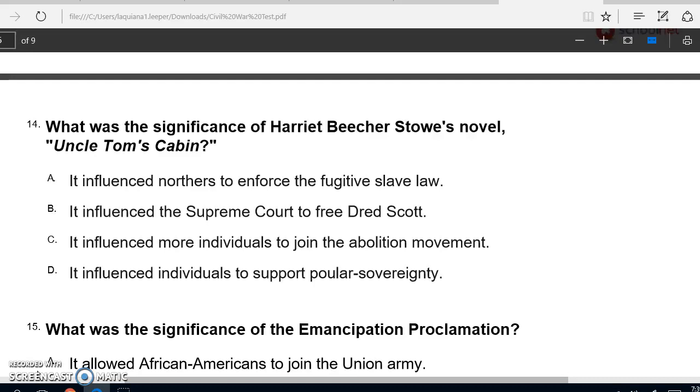Number 14. What was the significance of Harriet Beecher Stowe's novel, Uncle Tom's Cabin? A. It influenced Northerners to enforce the fugitive slave law. B. It influenced the Supreme Court to free Dred Scott. C. It influenced more individuals to join the abolition movement. D. It influenced individuals to support popular sovereignty.